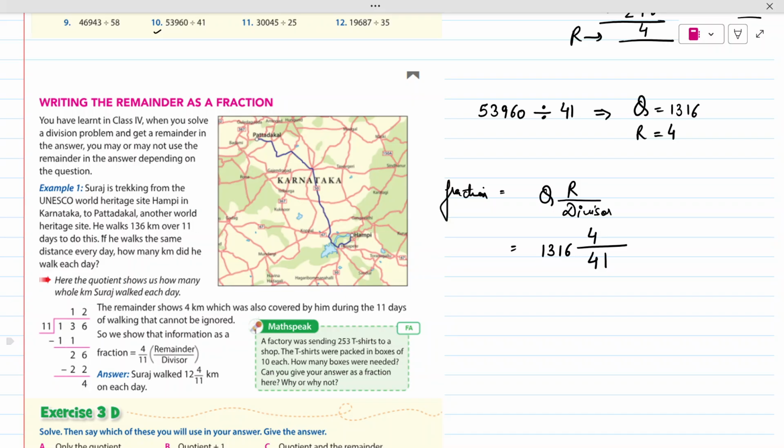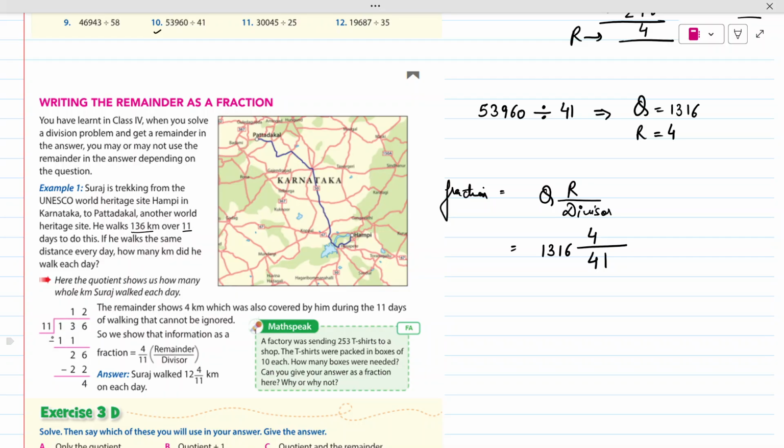Similarly, one example is given here. Suraj is trekking from UNESCO World Heritage Site Hampi in Karnataka to Pattadakal, another World Heritage Site. He walks 136 km over 11 days. If he walks the same distance every day, how many kilometers did he walk each day? So we are given the total distance, we are given the total number of days, and what we have to find here is the distance traveled in one day. And how can we calculate it? Very easy. We can divide 136 by 11. That will give us the exact number of kilometers he walked each day.